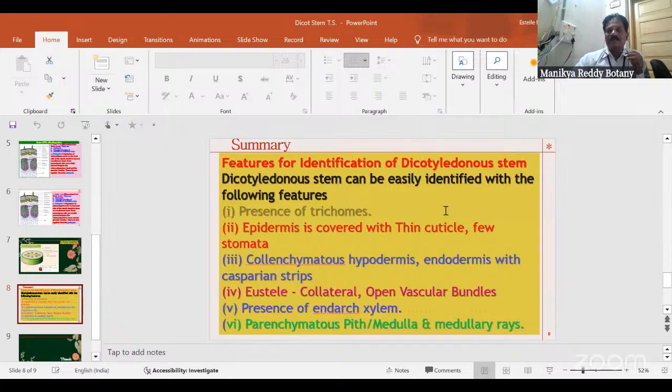Next, epidermis is covered with thin cuticle and few stomata. What is the first character? What is the first identification feature of dicot stem? Presence of trichomes, presence of epidermal hairs. The second one is the outer surface of the epidermis is covered with thin cuticle.